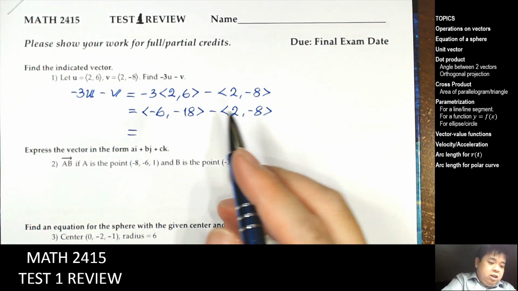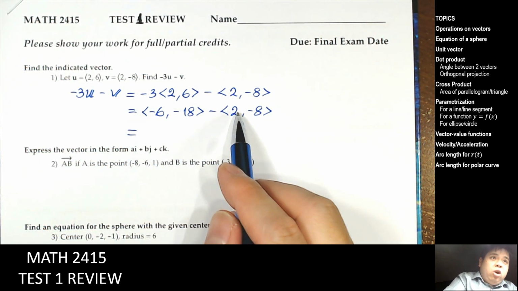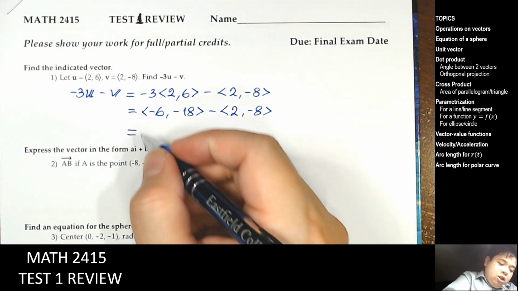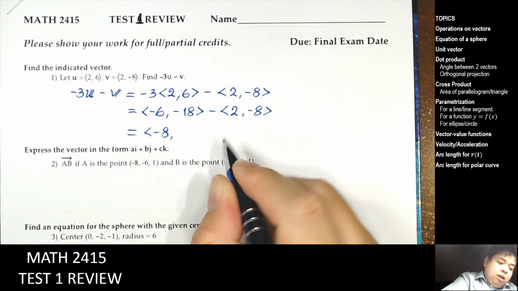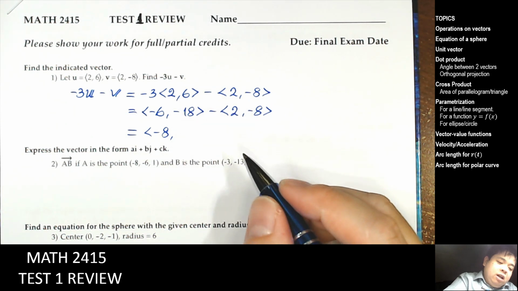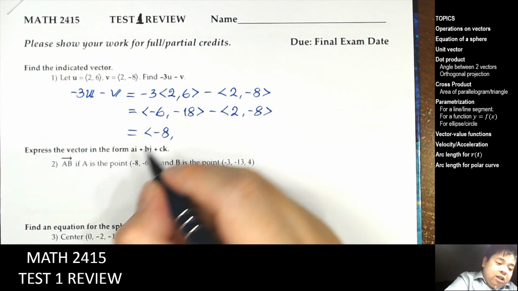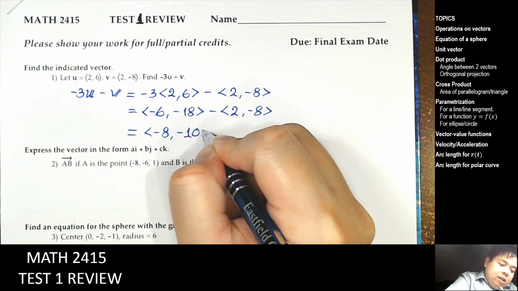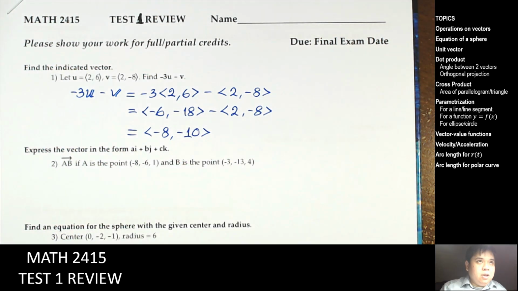And then we subtract the vectors, so we subtract the components. -6 minus 2 is -8, -18 minus -8, so plus 8, is -10. Right, so that's what we have. And I will update the list of the questions. This is number 1. And that is that.